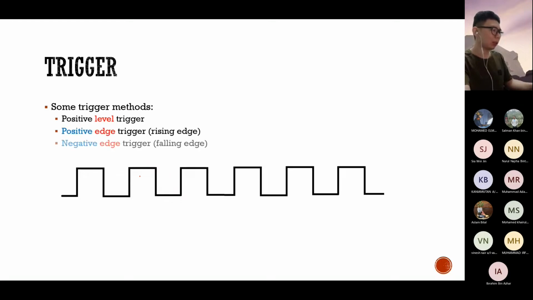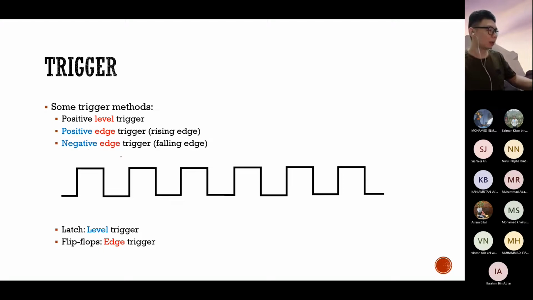So there is a positive edge, a negative edge. We talked about that just now. Positive edge is this one, negative edge is the other one. So latches rely on level trigger. This is level high. This is a low level or logic low trigger, level trigger. So that is one key difference.